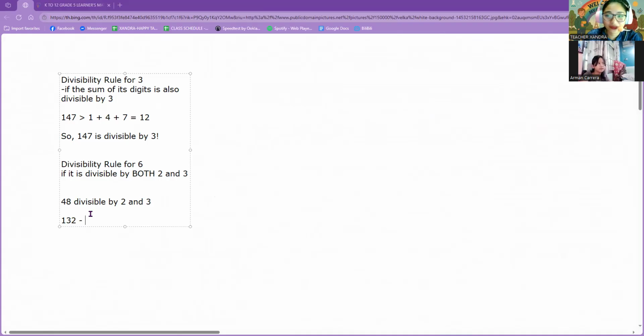Is 132 divisible by 2? Look at the last digit. Okay, it's an even number, so it is divisible by 2. How about 3?